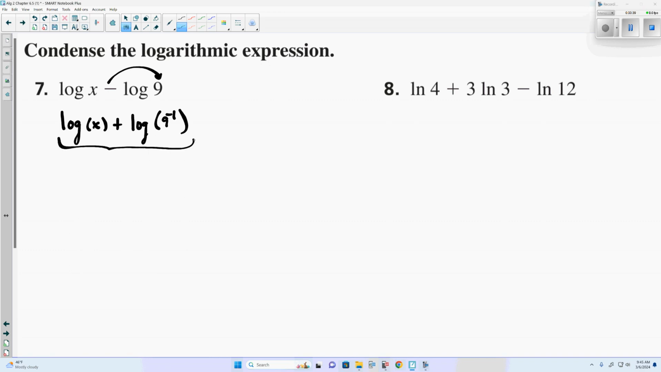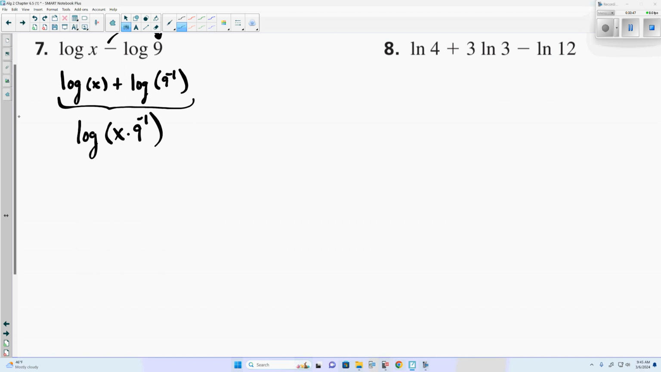Because now we do have a product telling us that we have log of x times 9 to the negative 1, which is log of x over, which our quotient property would have jumped us straight to it. Questions on this here? Questions on this so far? All right.